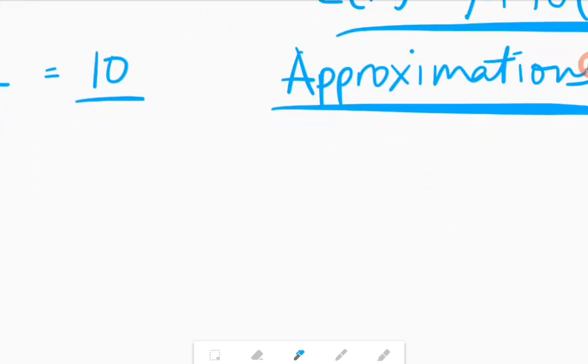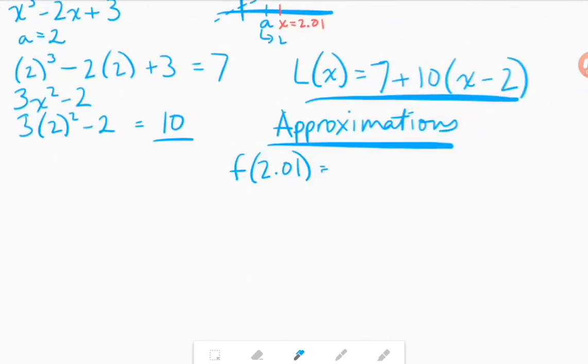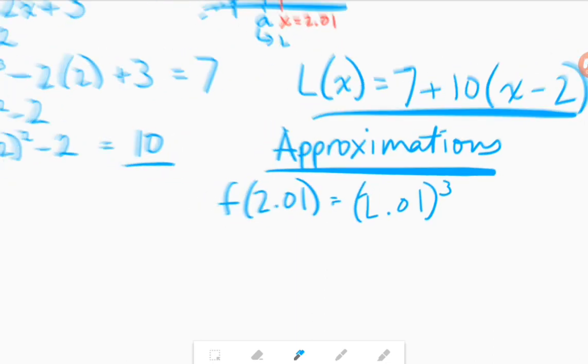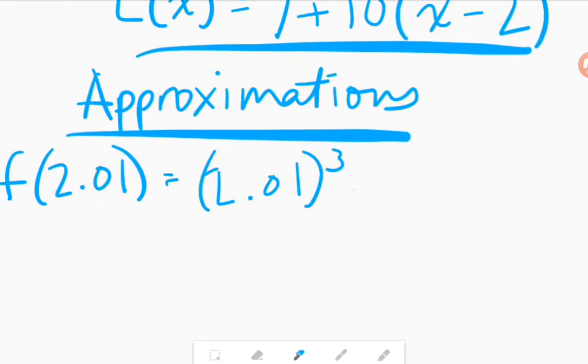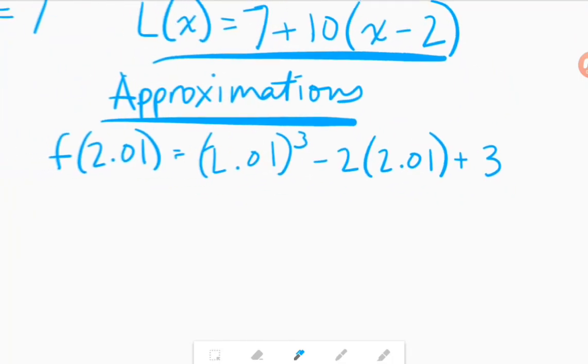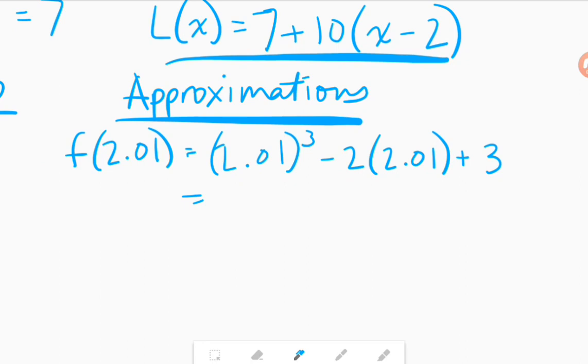So my actual function f of 2.01 is equal to 2.01 cubed minus 2 times 2.01, I think it was plus 3, and this would get me a value of 7.100601. So that would be the actual value of my function at point 2.01.